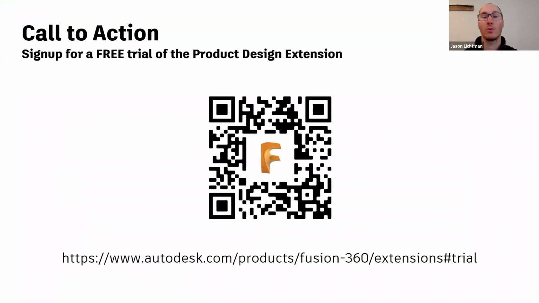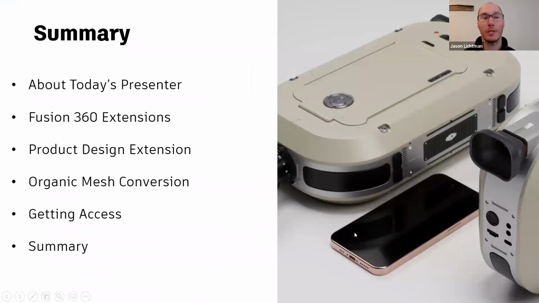So to summarize, we have covered quite a bit today. We talked a little bit about me. We talked a little bit about extensions in general and why they exist. We talked about the product design extension and what's included in it. Then we jumped into the organic mesh conversion in particular, the feature that alone can be worth the $595 US for the product design extension. We talked a little bit about what it does, how it does it, and how to use it. We also talked about the pros and cons of each of the different options that are available. Lastly, we talked about how to get access and how to reach out to Autodesk if you have any questions or if you would like a one-on-one consultation or a one-on-one demonstration.